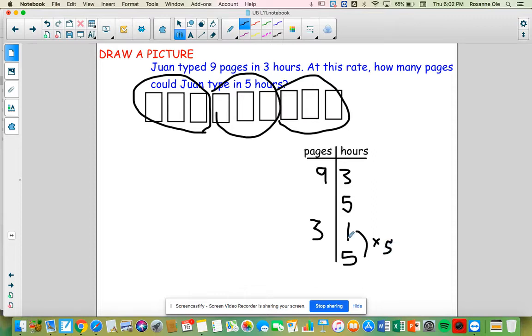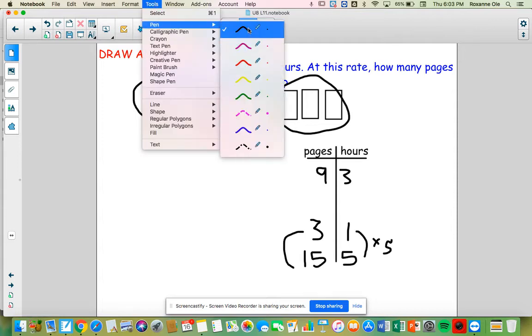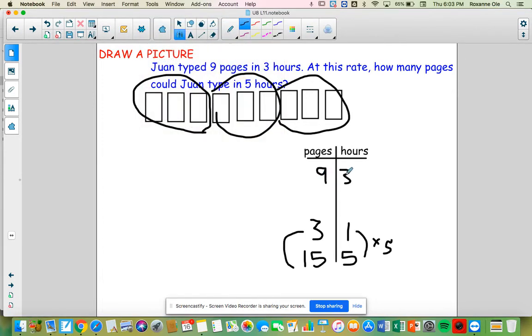I'm not good at writing with the mouse yet. And so we would multiply the 3 times 5 as well, and we would get 15 pages in 5 hours. We could have just reduced this to simplest terms. If we wanted to, we could have said, okay, 9 pages in 3 hours, how many would that be in 1 hour? And if we reduced it to simplest terms, we would have gotten this as well, because they're both divisible by 3, and you would have gotten 3 to 1.